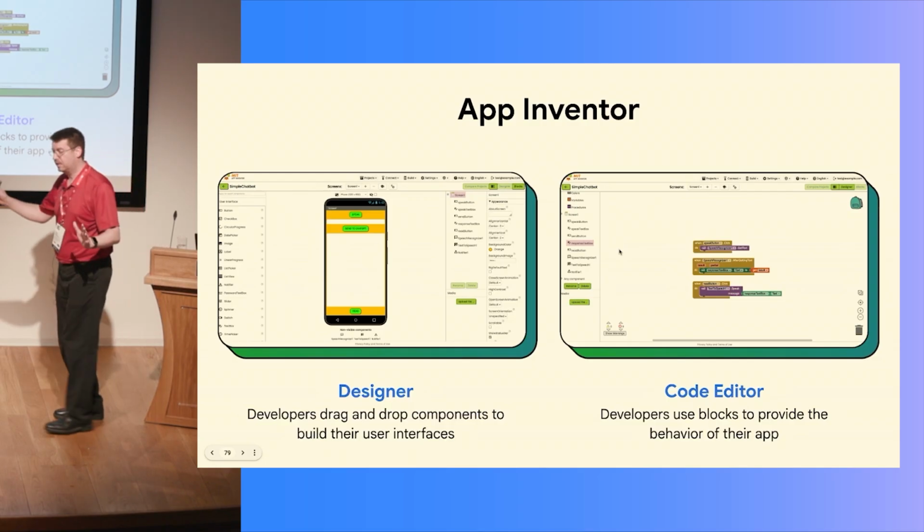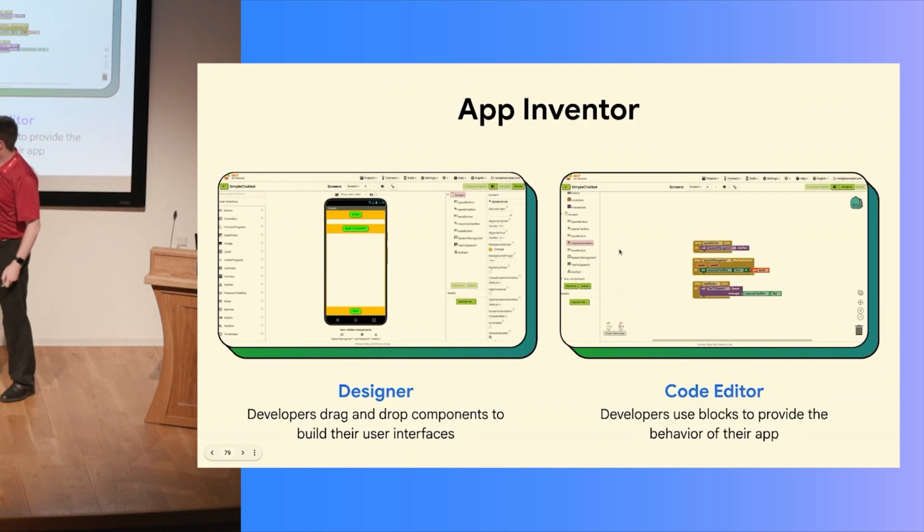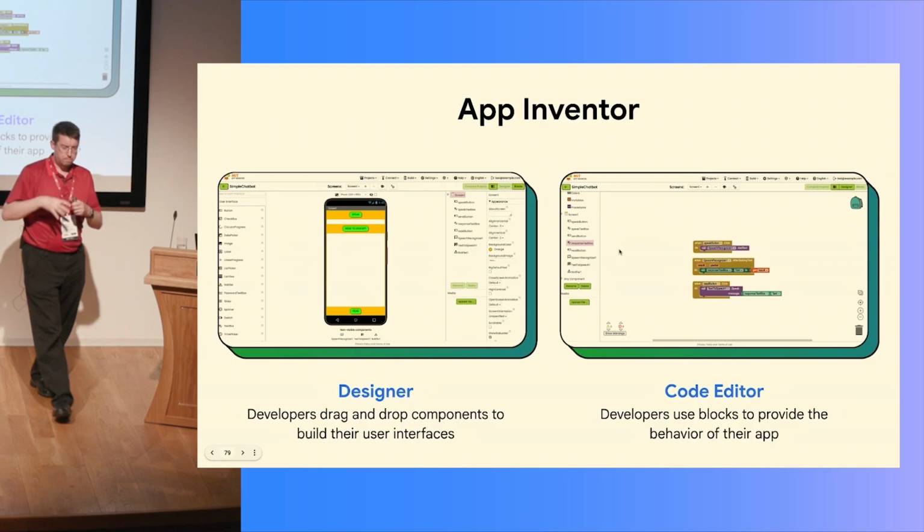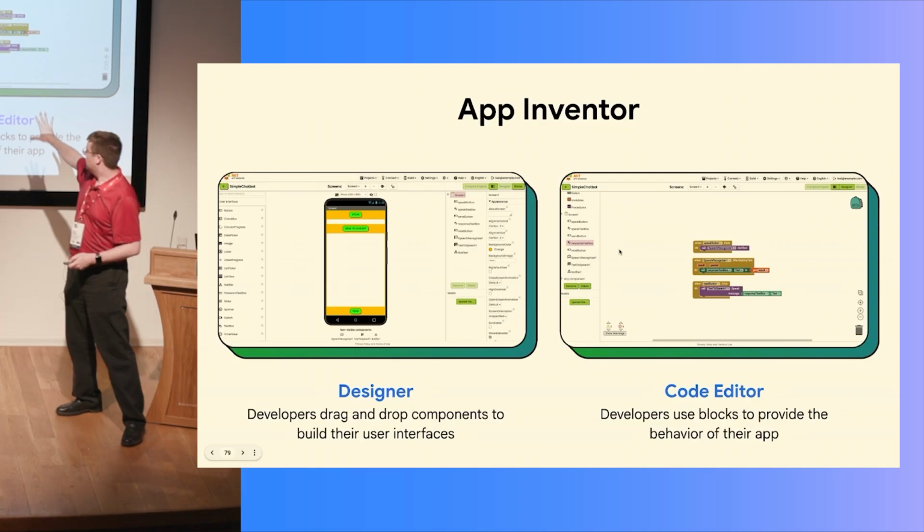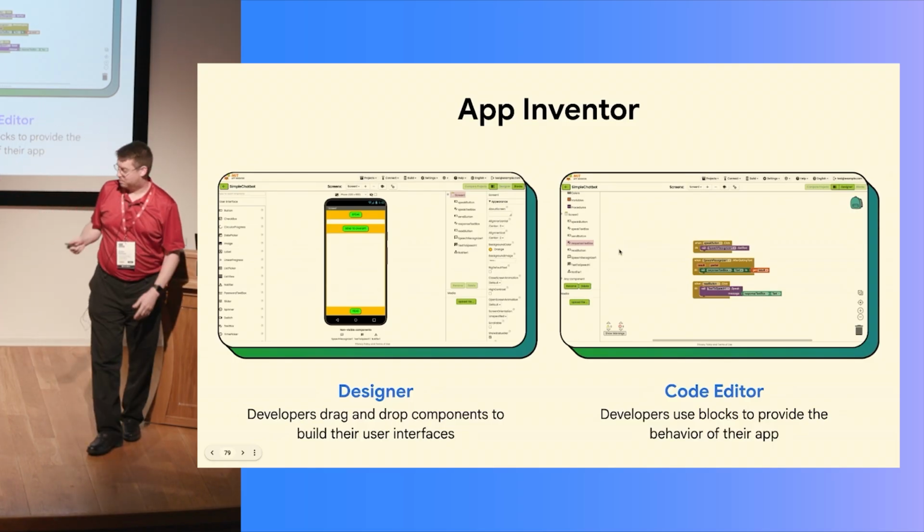So App Inventor's UI is really composed of 2 different pieces. There is a designer side where you drag and drop to put together the layout of your application. And then there's a code editor, which of course is built on Blockly.